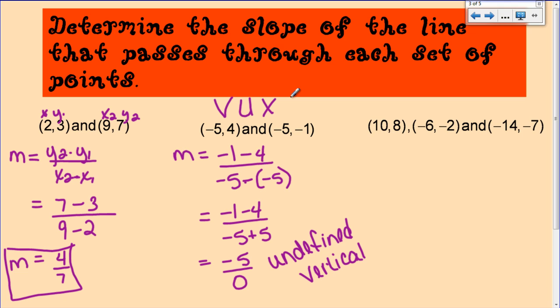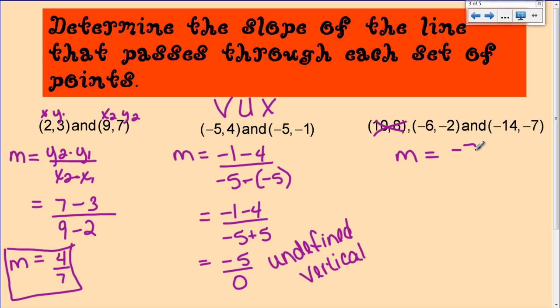So let's do the last example. This time it gives us 3 points. It says we got to find the slope of the line that goes through those 3 points. Now here's the cool thing. I only need 2 points to find the slope. I can pick 2 of the points and ignore the third one altogether. Because I want practice with negatives, I'm going to ignore this point, and I'm going to use these 2. So I'm going to find the slope between those 2 points.